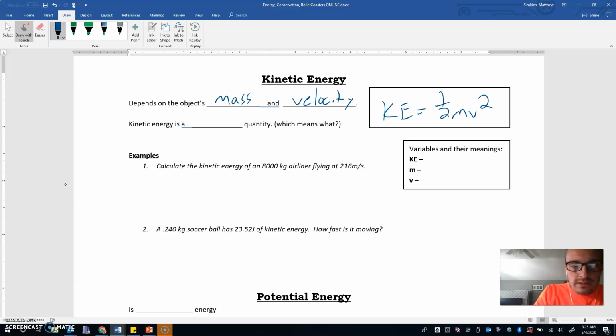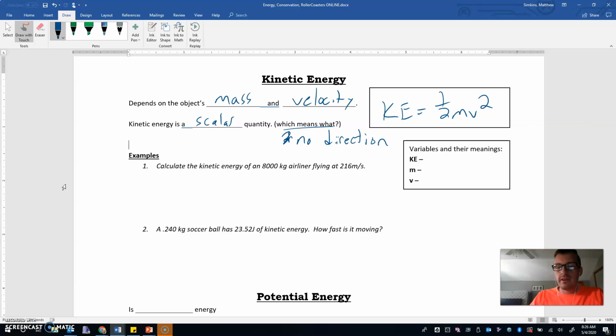Now, kinetic energy is what's called a scalar quantity. And if you remember earlier this year, we talked about scalars versus vectors. A vector has magnitude and direction, but a scalar just has magnitude. So it means it doesn't have direction. I'll just put no direction. All that basically means is that you shouldn't get a negative answer, and that actually makes a lot of sense when you think about it, because even if the velocity is negative, what happens when you square a negative? You get a positive. So that's why kinetic energy has no direction associated with it.